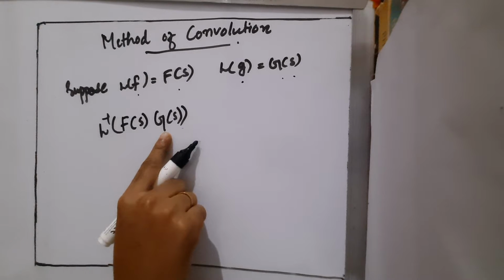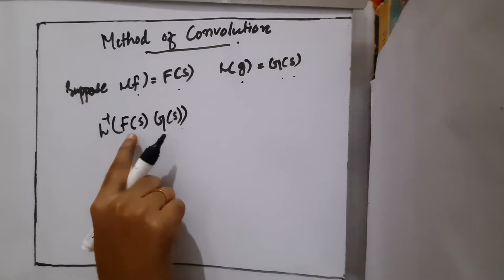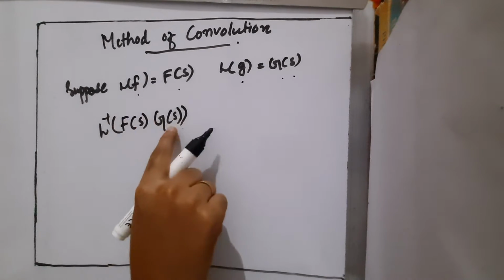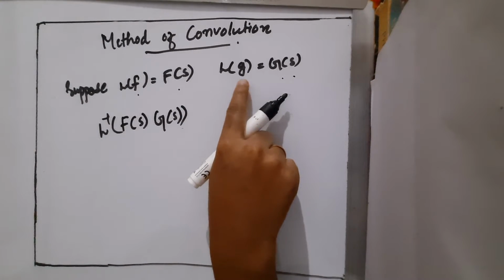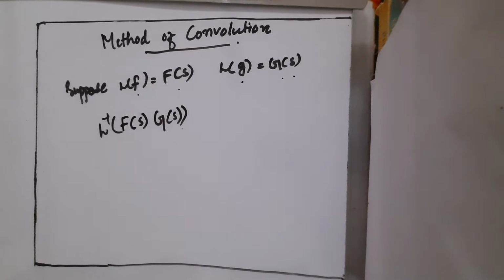We have to find the Laplace inverse of the product of two Laplace transforms of two functions, and you also know that F of s is the Laplace of f and the capital G of s is the Laplace of g. Then we apply the convolution method.